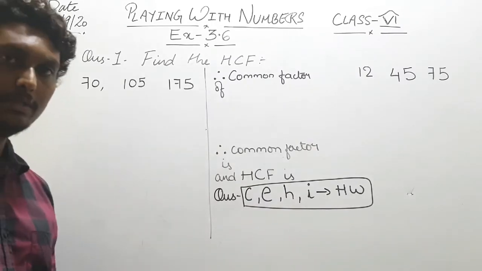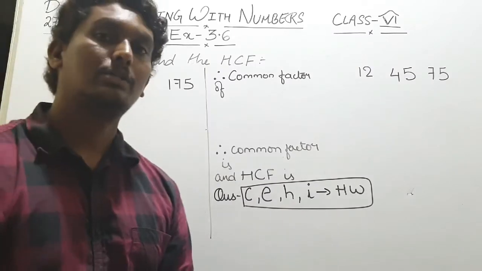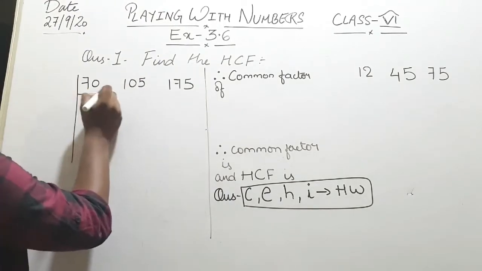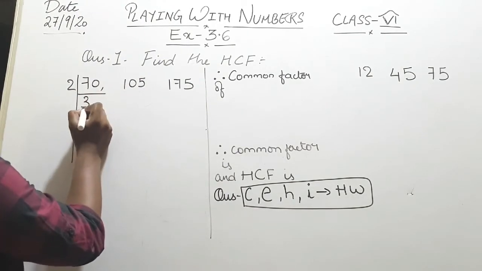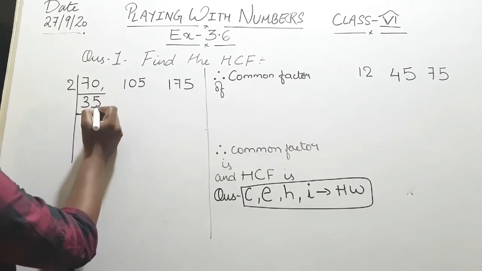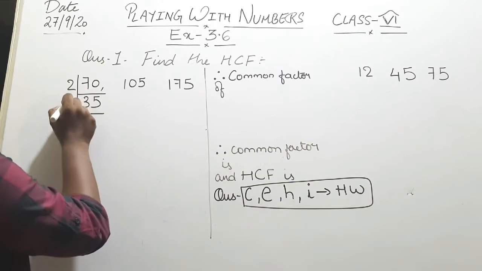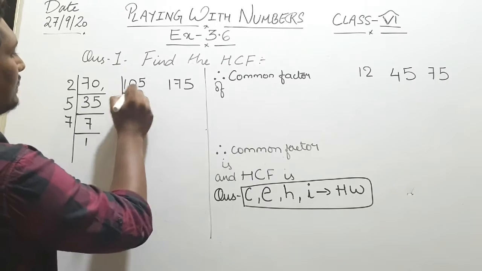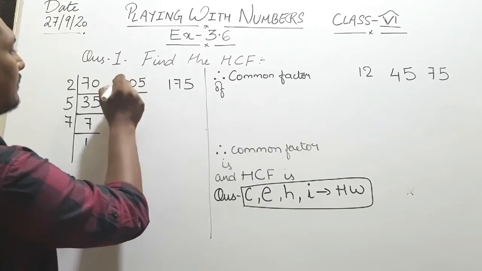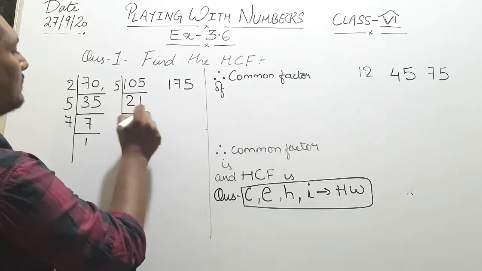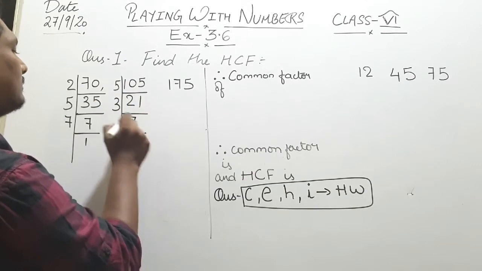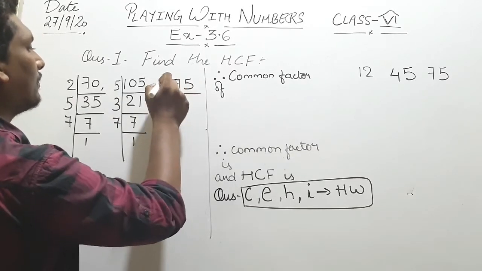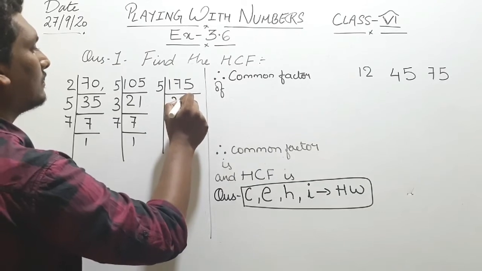Okay, now come to the next one. Here we are having 3 numbers, so we have to find the factors separately, right? So first go for 70. 2 35s are 70, 5s are 35, again 5 is here, so it is divisible by 5. 5 7s are 35, 7 1s are 7. Come to this one. Again the ones place is 5, it is divisible by 5. 5 2s are 10, 3 7s are 21, 7 1s are 7. Now 5 3s are 15.